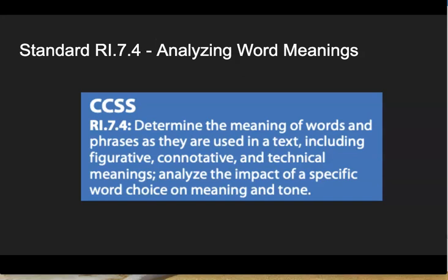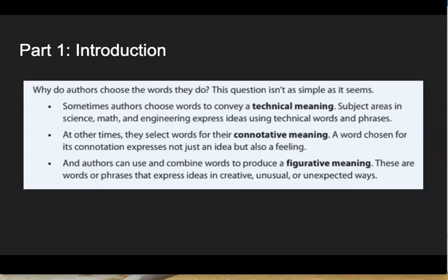Okay, so today's standard, Reading Informational Standard 7.4, we'll be covering figurative meaning, connotative meanings, and technical meanings. So let's just get right into it. Technical meanings. Do read this in your packet, but I'm just going to cut through it as quickly as we can. Science, math, and engineering. When you come across words in a text that seem specifically scientific, or math related, or engineering related, those are technical meanings. And sometimes you need to break those down and figure out what they mean. That's why we're covering them in this lesson.